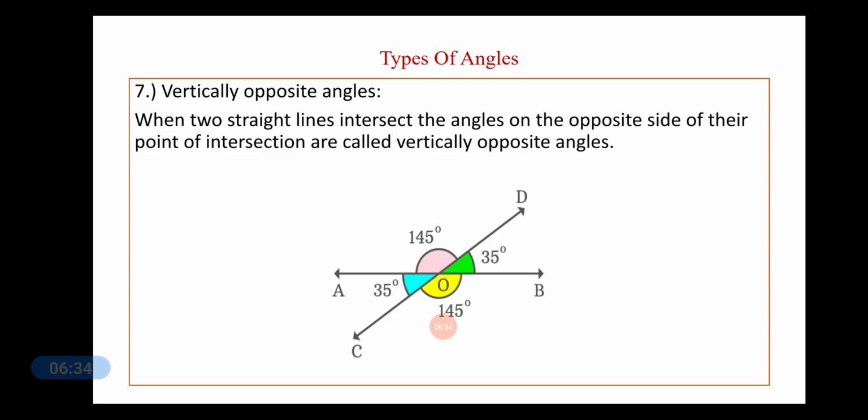So as you can see over here, when two straight lines intersect each other at a point, the angles which are formed opposite to the point of intersection are called the vertically opposite angles. And the values of these angles are equal. That is, angle AOC and angle DOB are equal. Their values are given as 35 degrees. And angle AOD and angle COB are also equal, as their values are given as 145 degrees.